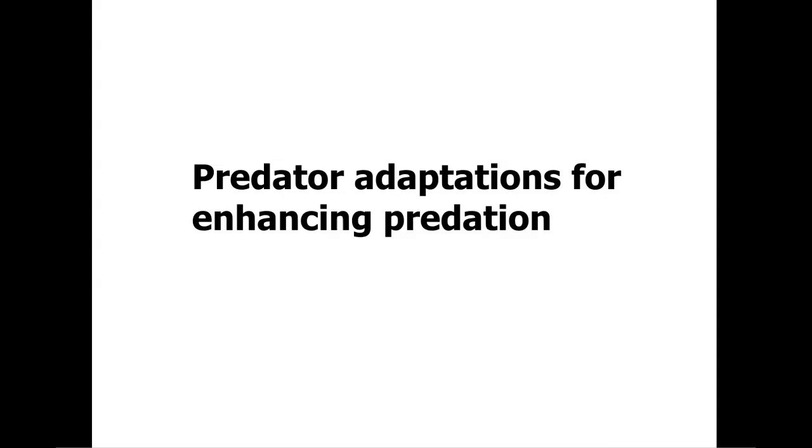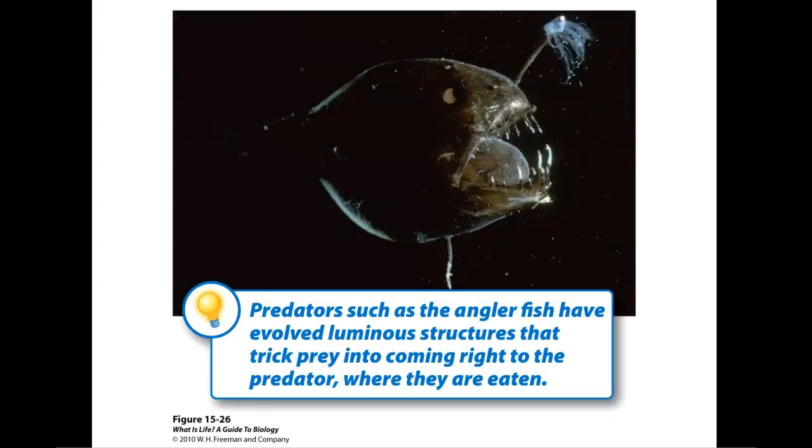So, predator adaptations for enhancing predation. Predators have evolved certain adaptations to increase their efficiency, such as toxic avoidance methods, better sensory perception, and faster running abilities. Here we have an anglerfish. It has a luminous structure that it hangs up above that attracts animals. And while the other fish are attracted to that light, it is then able to eat them.